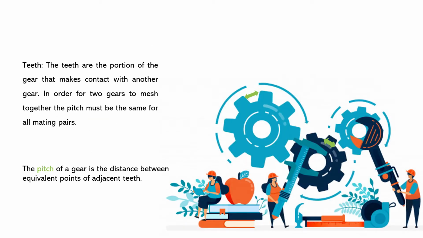Teeth. The teeth are the portion of the gear that makes contact with another gear. In order for two gears to mesh together, the pitch must be the same for all mating pairs. The pitch of a gear is the distance between equivalent points of adjacent teeth.